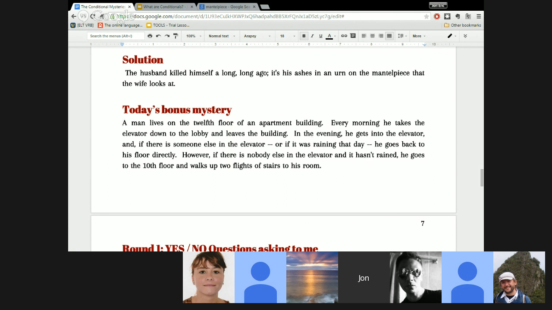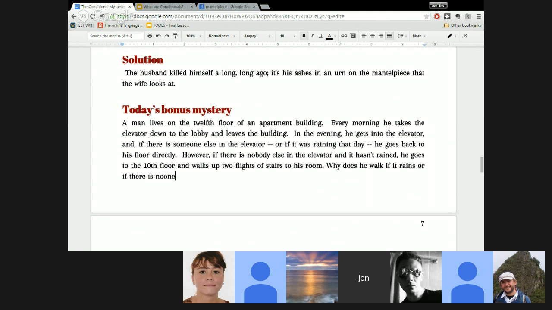And the question is, why does he walk? Why does he walk if there is no one else in the elevator? That's the question.